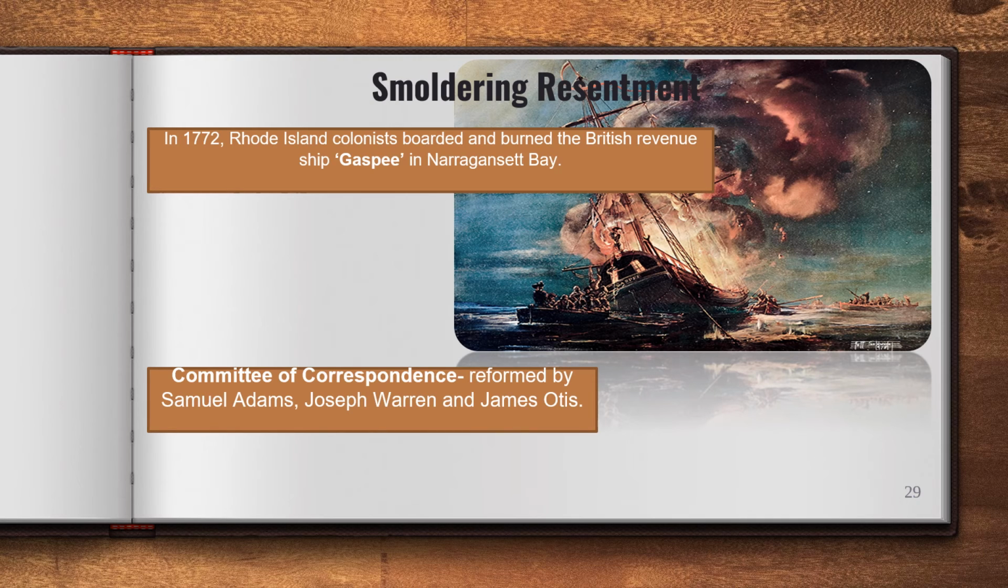Then the Committee of Correspondence, reformed by Samuel Adams and Joseph Warren, as well as James Otis, functioned as a form of shadow government. It was to address the fear of British overreach.